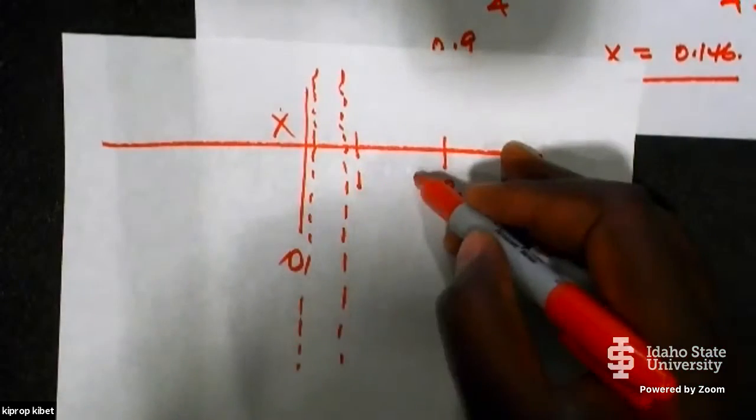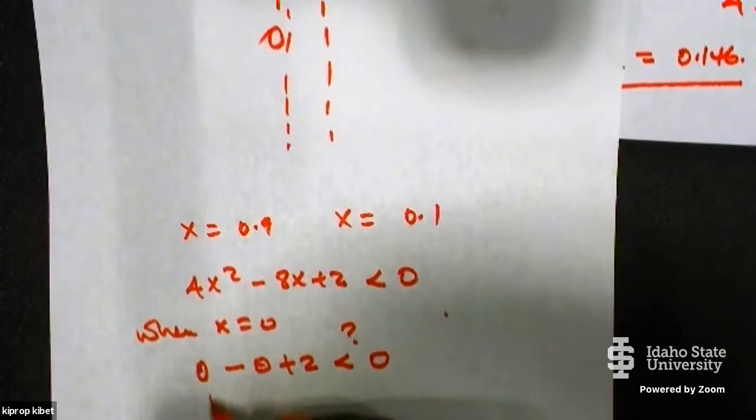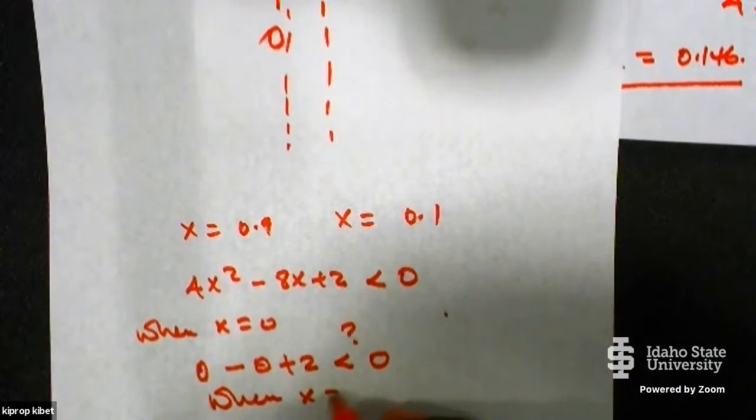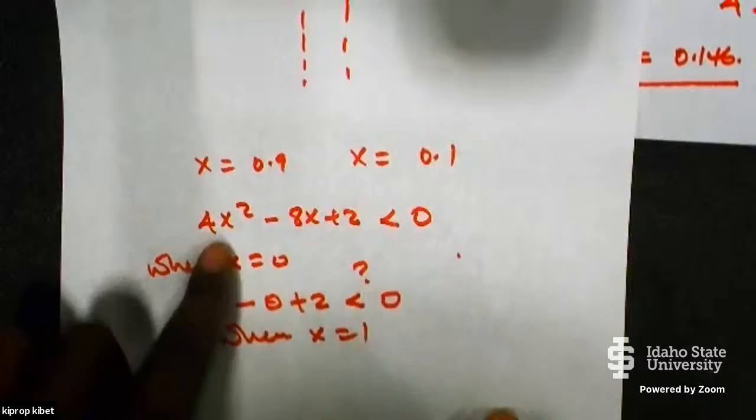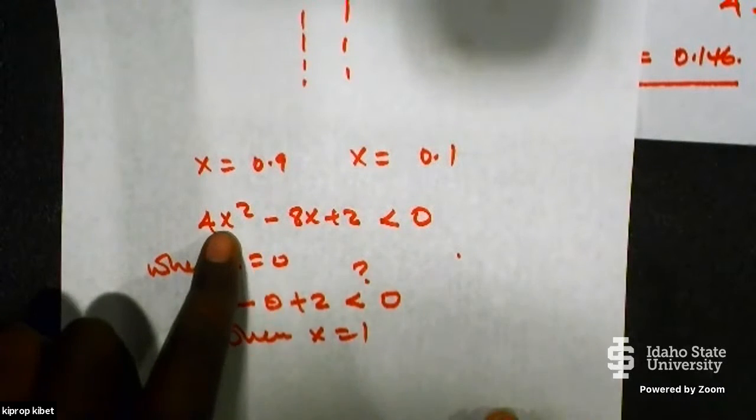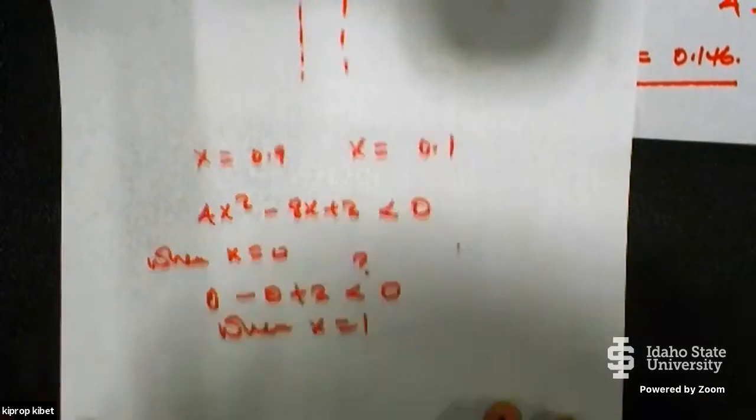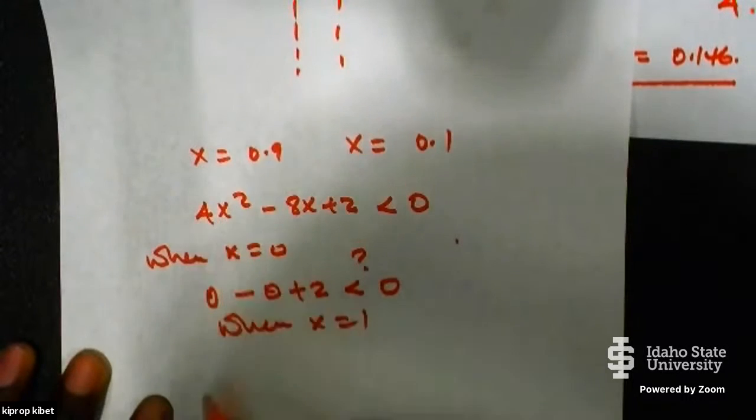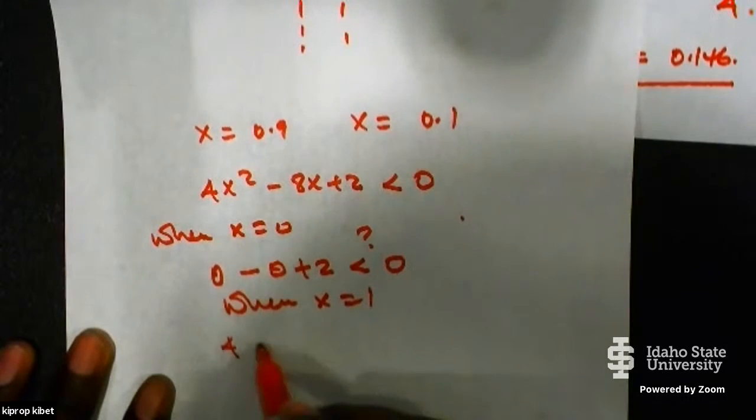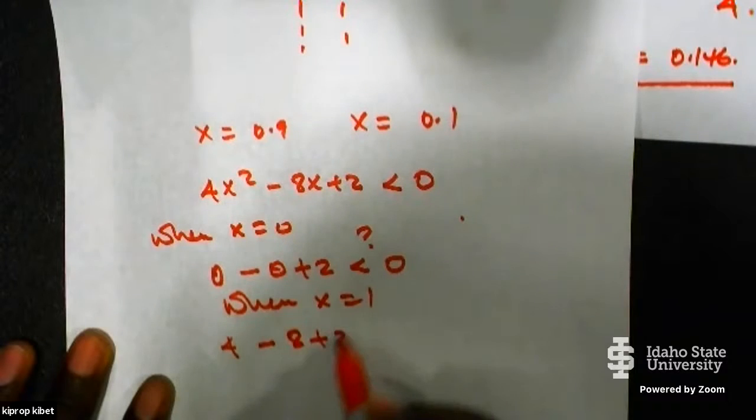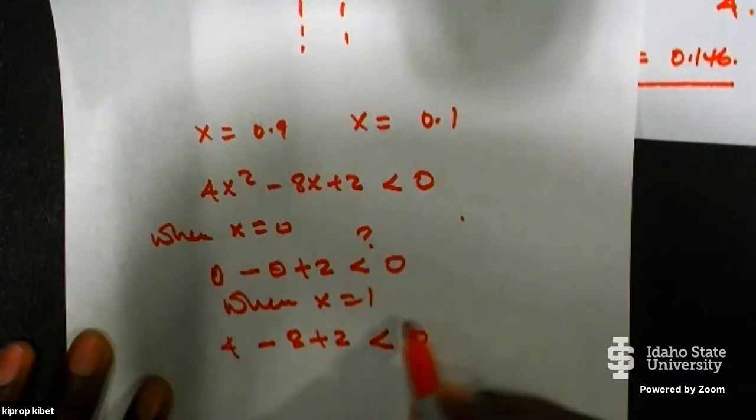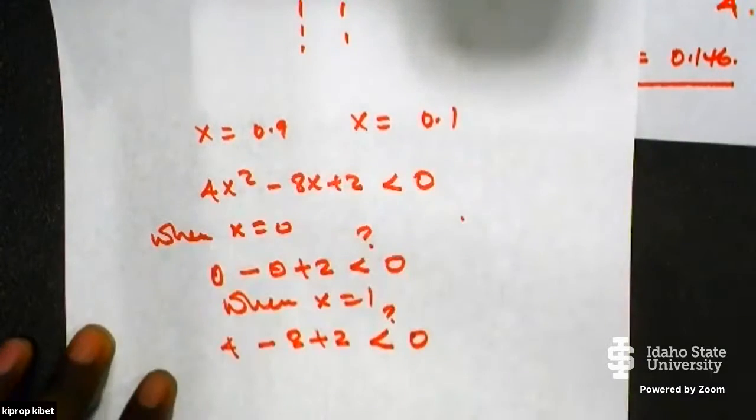Let's take x equals to 1. So when x equals to 1, when we put it here, will this agree with this? So when x equals to 1, it will be 4 minus 8 plus 2. Is this one less than 0?